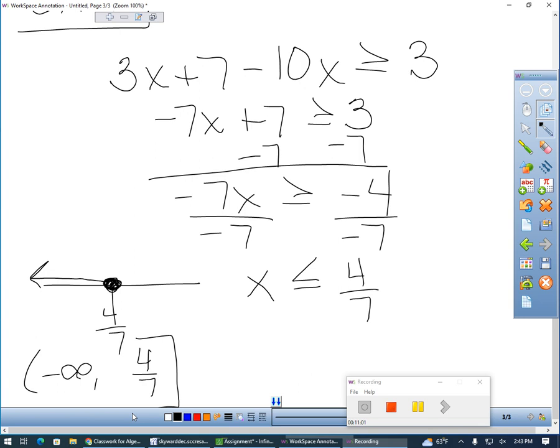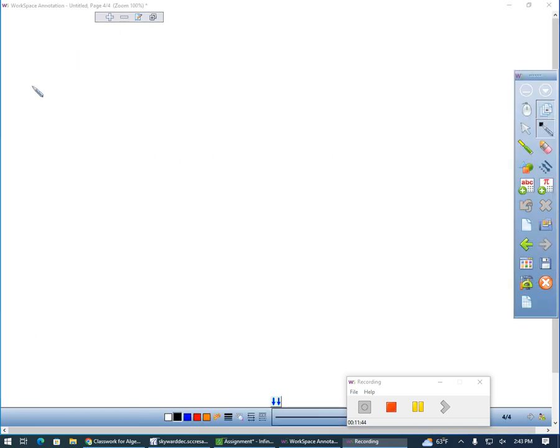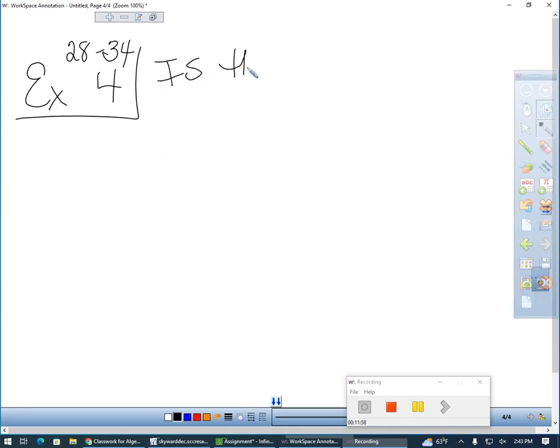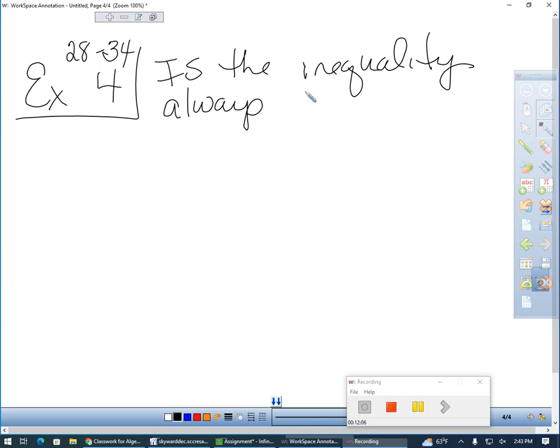All right, one last example. So example number 4. Example 4. This has to do with 28 through 34. Is the inequality always, sometimes, or, excuse me, never true?